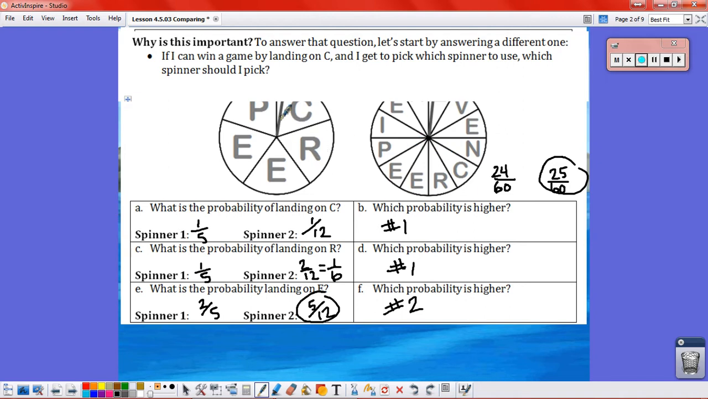And the kids are pretty good at saying, well, you want the one with the better chance of landing on C, the one with the bigger piece for C, so spinner number 1 gives you a better chance. And that's what comparing probabilities is all about. You might have circumstances where there are different chances and you want to figure out which one's better for you.